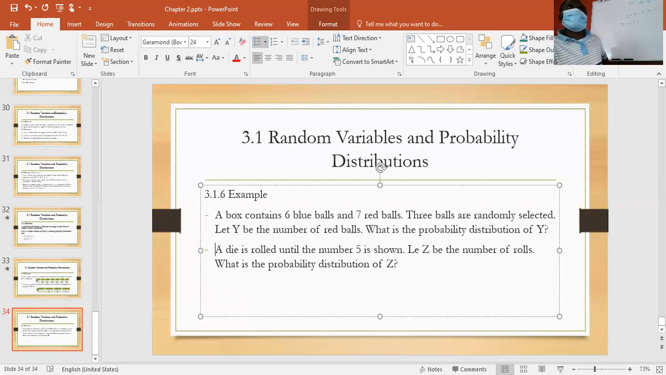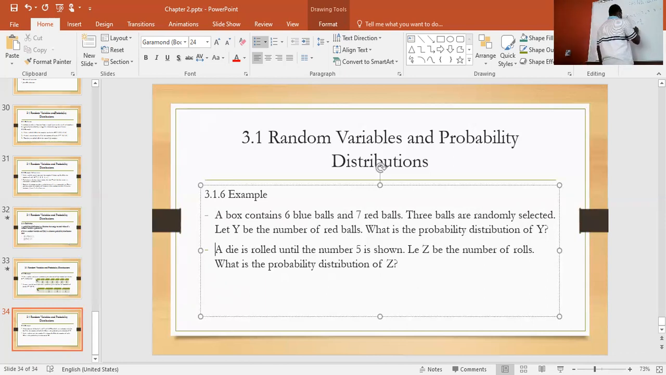Daisha, what do you think? You roll a die. How many outcomes do you have? 6. What is the probability that the outcome is 5? 1/6. That is it, right? So we have 1/6.